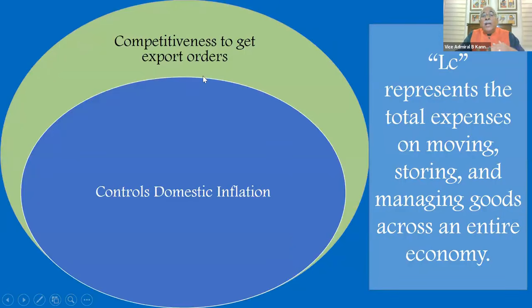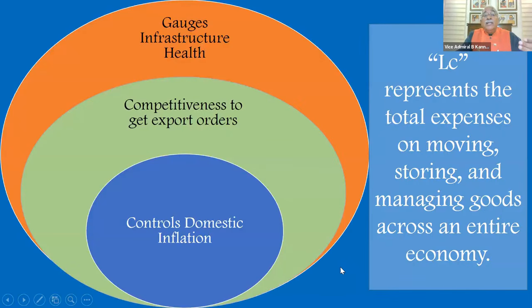Second aspect is competitiveness of our exports will vary with logistic costs. The lower the cost, the more competitive you are and likely to get more export orders. Third, it's a good way of assessing your infrastructure health. If the roads are good, the railways are running fast, or the customs department is very efficient, or certification agencies are doing a very good job, then your infrastructure, which is required for the economy, is good. It actually gauges your health. If the health is good, then the cost will be lower.